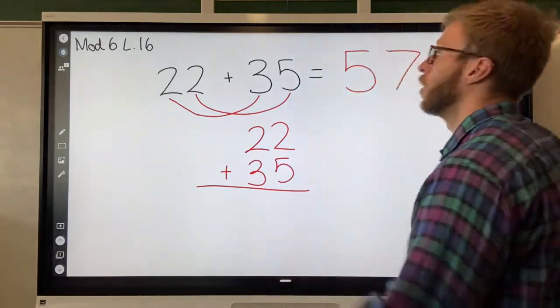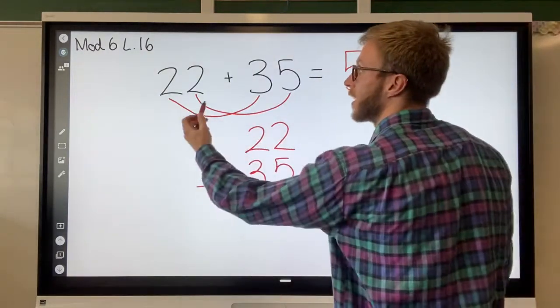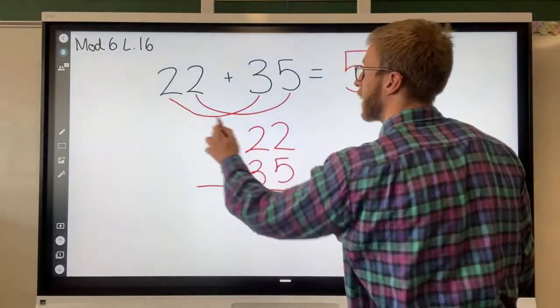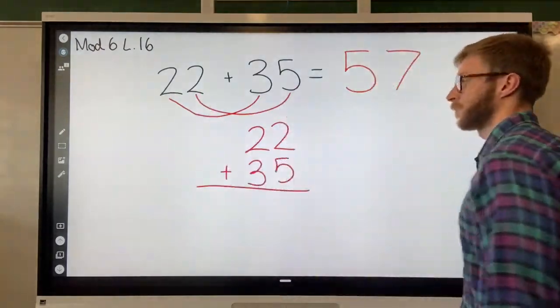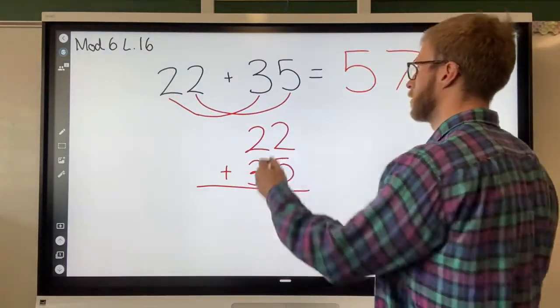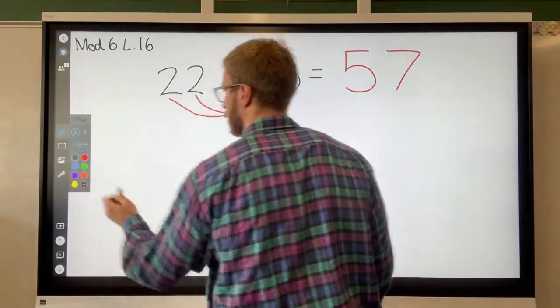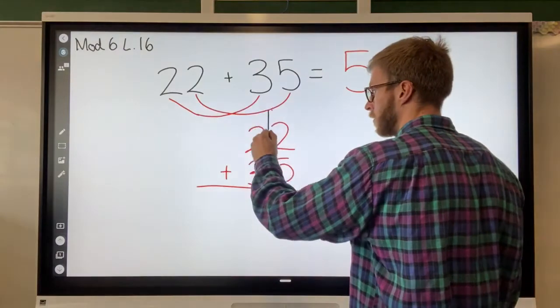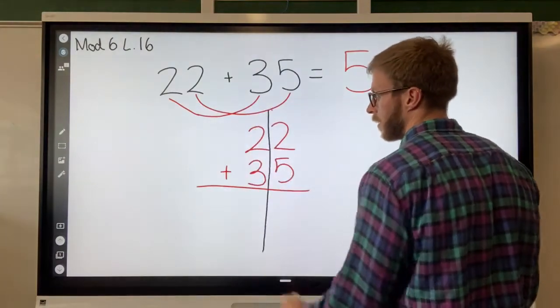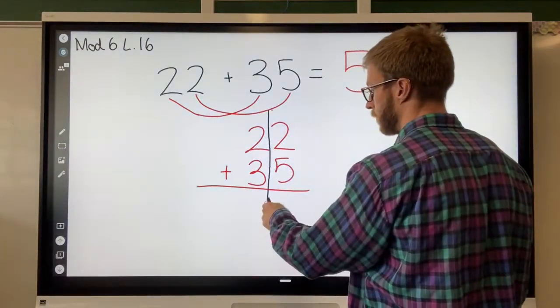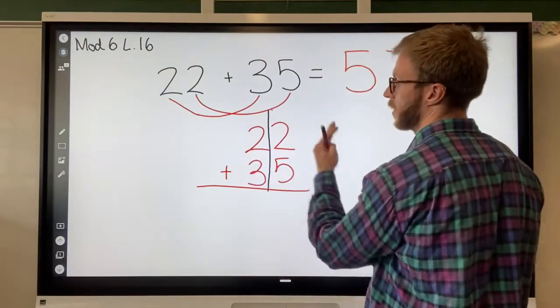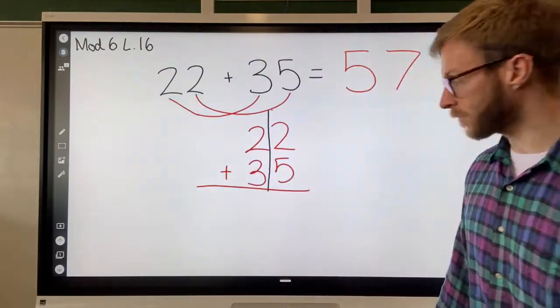Now, just like in our pictures, we add the tens and we add the ones. So what I'm going to do is draw a line, I'll use a different color, right down the middle here. So I just split up our tens and our ones.